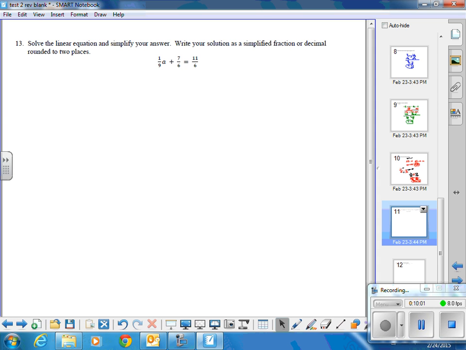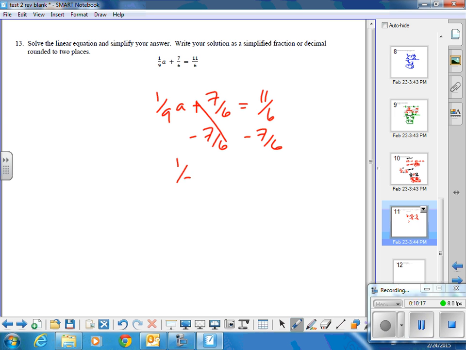So from here, these have different denominators, but let's just go ahead and get started. Doesn't mean we're going to be combining stuff. 7 over 6 is equal to 11 over 6. Okay. Now from here, I'm going to minus 7 over 6, because I need to get the numbers all together, minus 7 over 6. 1 over 9a is equal to 4 over 6. Now I can go ahead and reduce that, make that 2/3, and that's fine. We can do that. We can leave it as that. No problem. Now I have 1 over 9a is equal to 2/3.